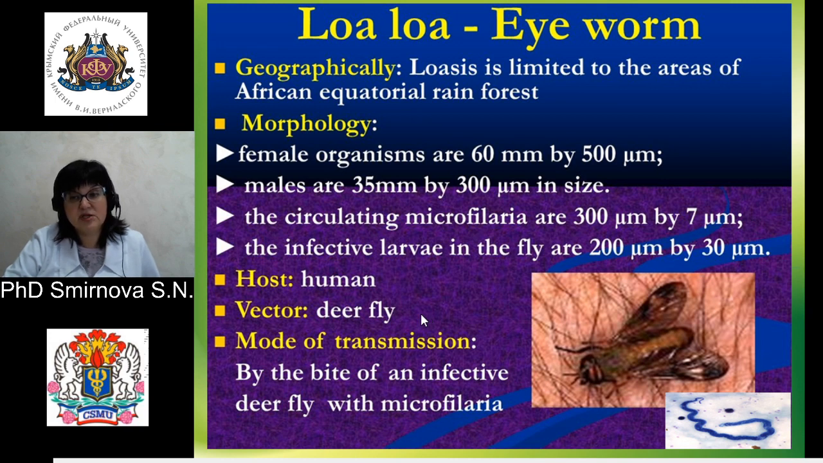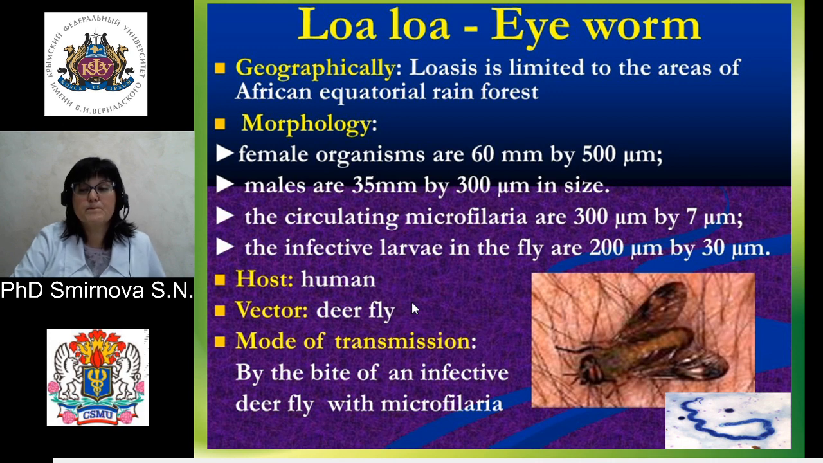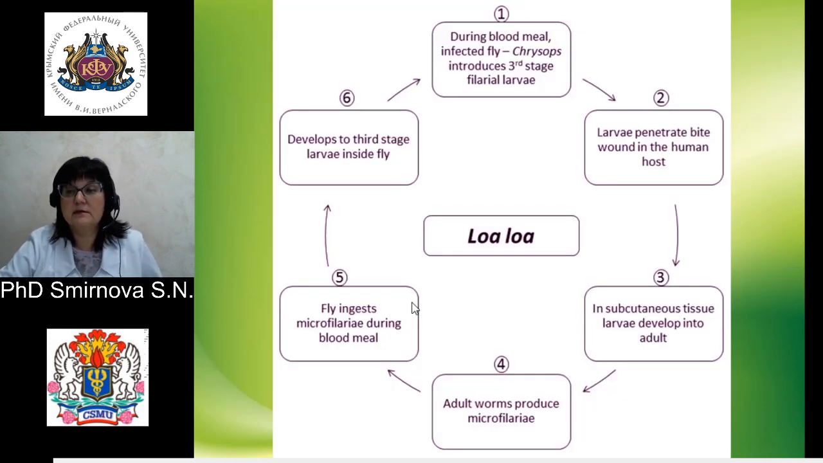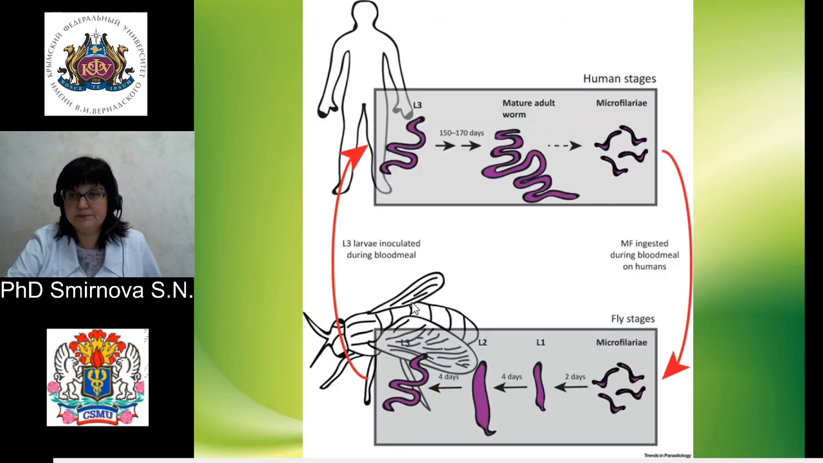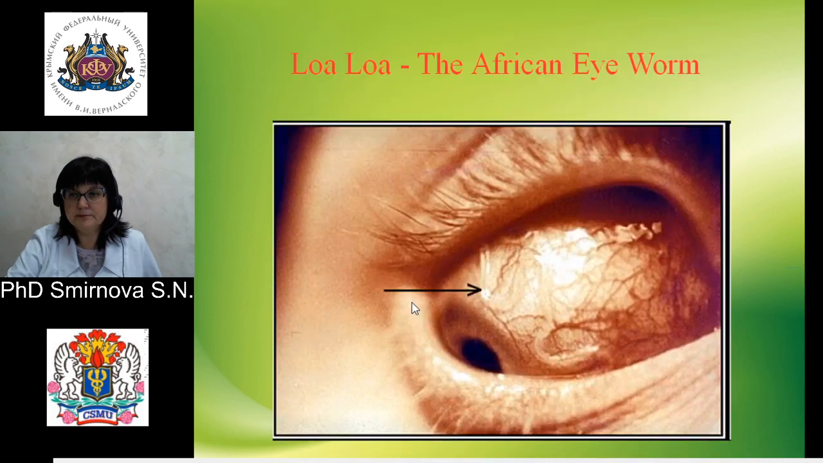A human can become infected by this parasite when the fly sucks blood, and with the saliva of this fly the human can receive larval stages. Loa has the name eye worm. On this photo you can see human eyes and you can see the adult form of this parasite.